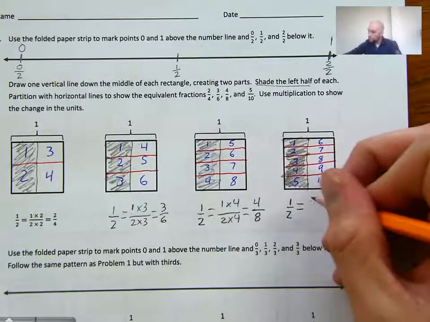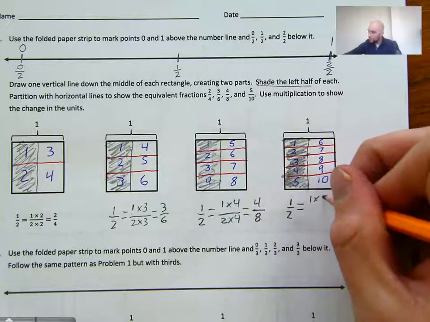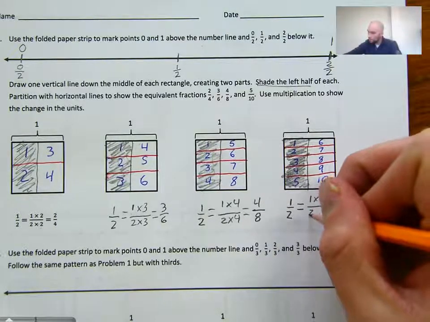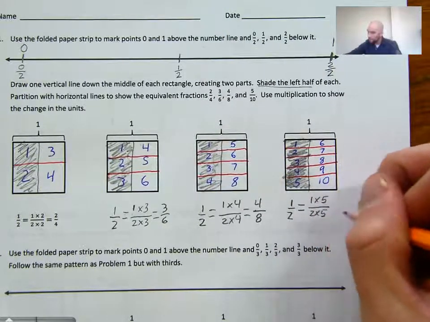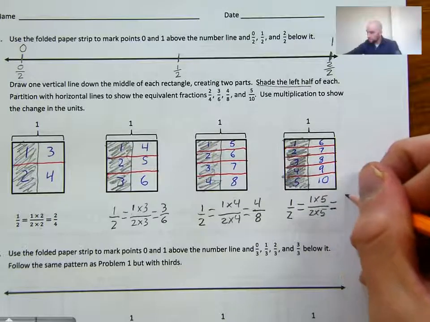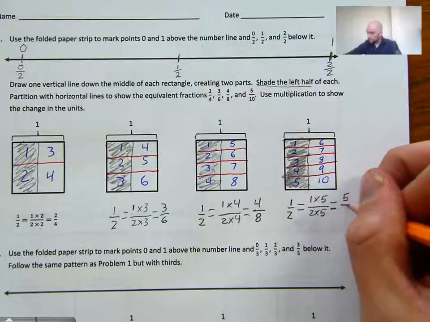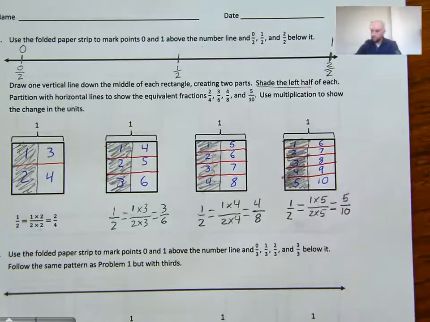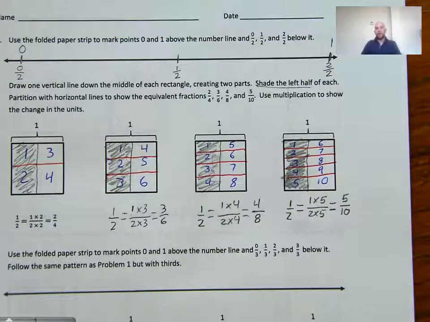1/2 equals 1 times 5 over 2 times 5. And that's going to give us 5/10. So 1/2 equals 3/6. It also equals 4/8. And it also equals 5/10. Those are all equivalent fractions.